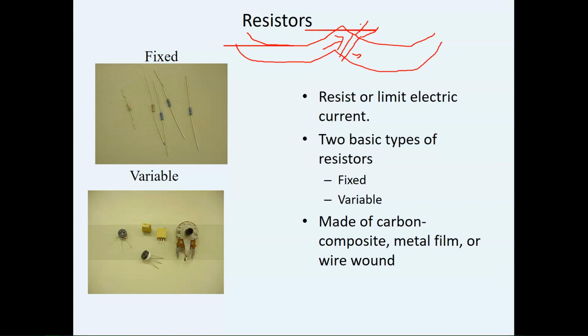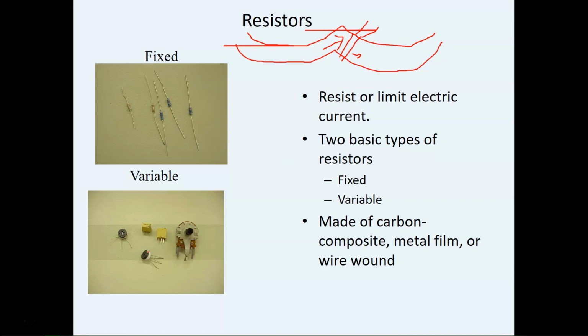So we have two basic types of resistors. We have what are called fixed resistors. These are resistors whose value and overall appearance won't change no matter what you do. These are a very fixed value, and we'll talk more about that in a second. But then we have what are called variable resistors. You see a picture of them right here down at the bottom.